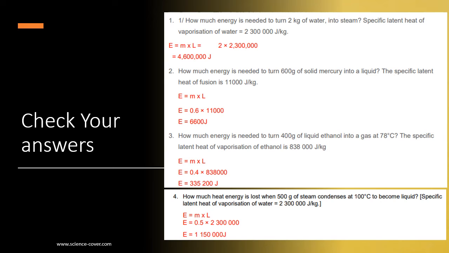How much heat energy is lost when 500 grams of steam condenses at 100 degrees Celsius to become a liquid? Take the specific latent heat of vaporization of water to be 2,300,000 joules per kilogram. So the energy is the mass times by the latent heat, and that's 0.5 times by 2,300,000, which is 1,150,000 joules.